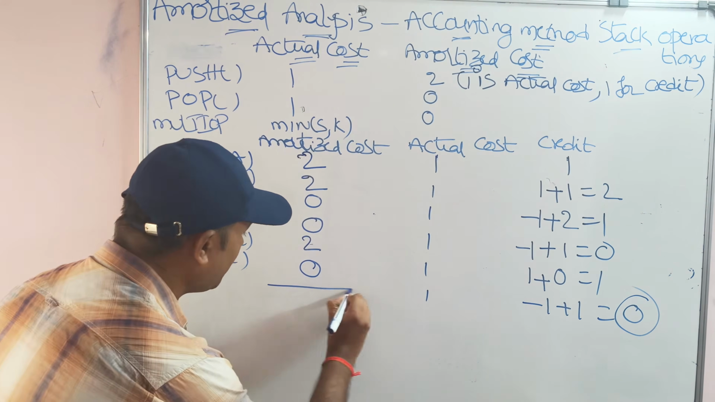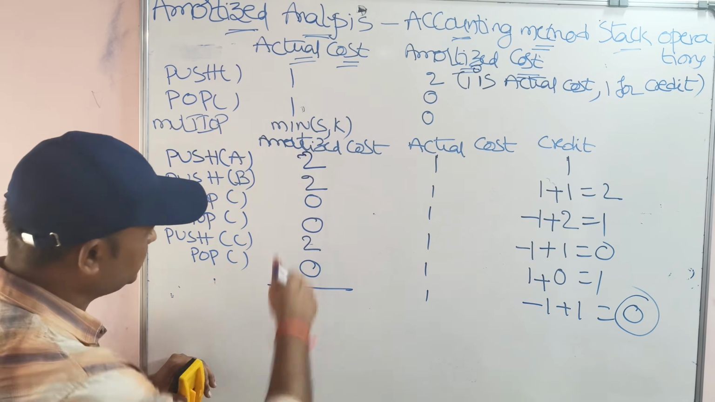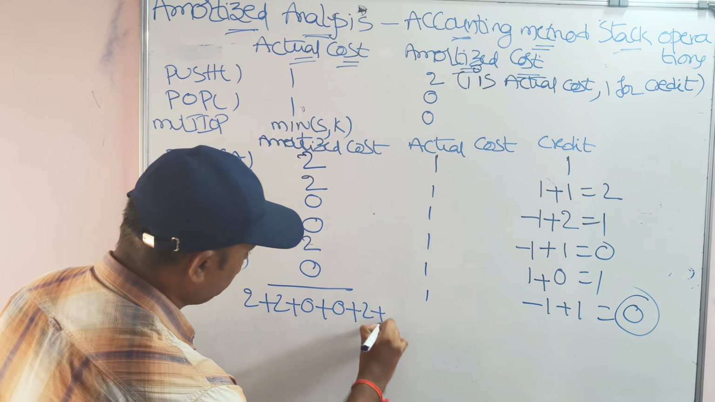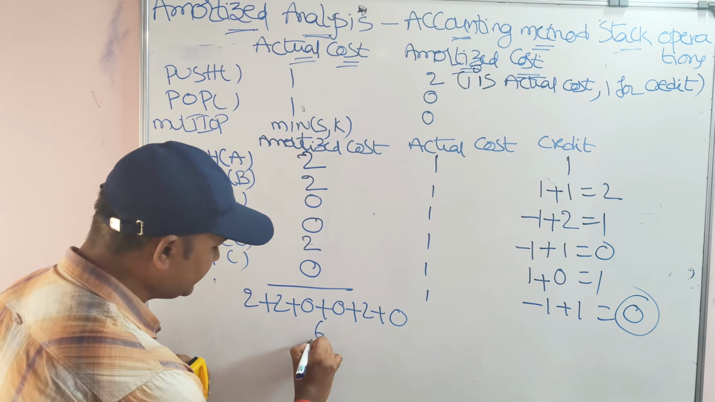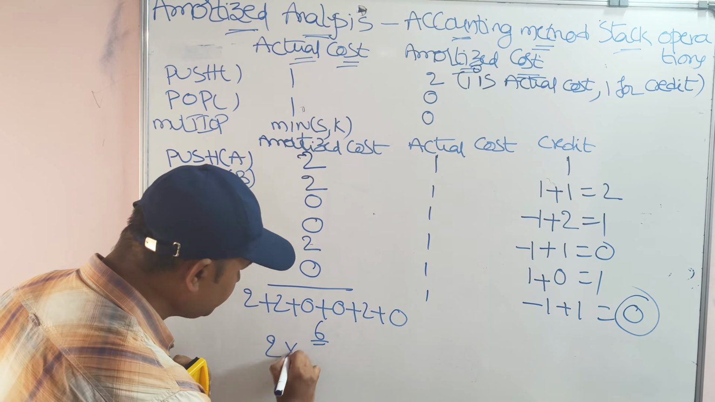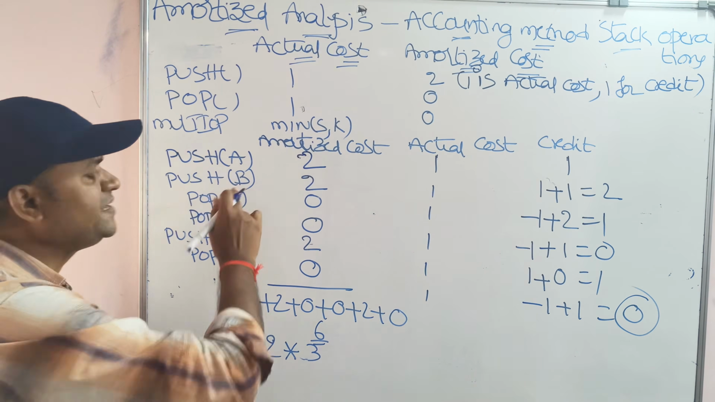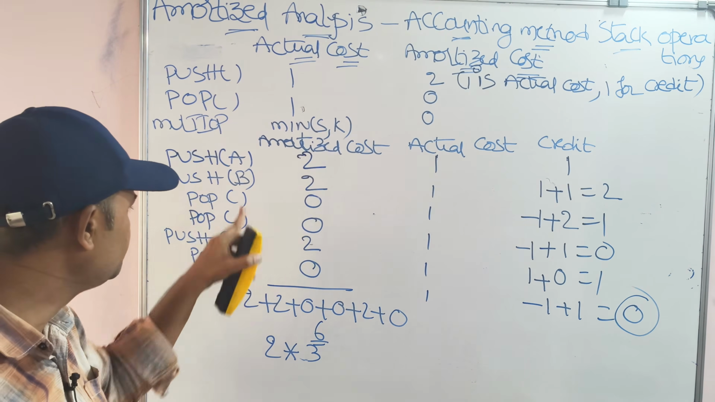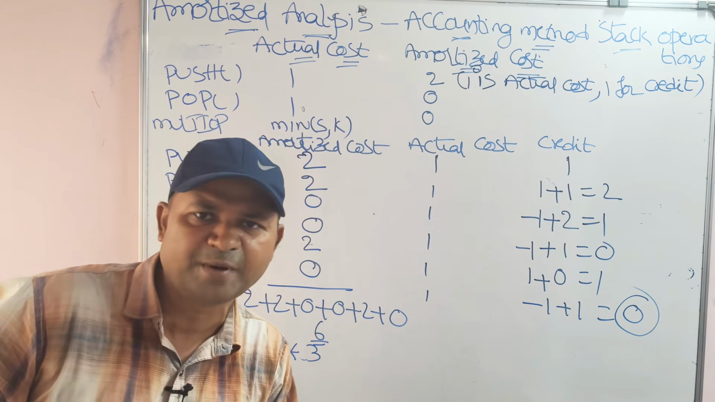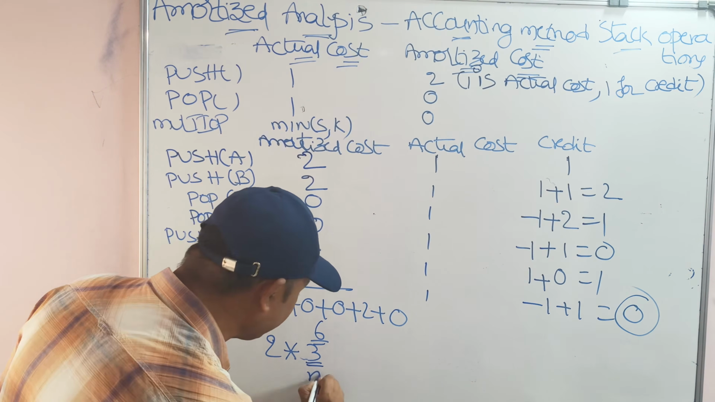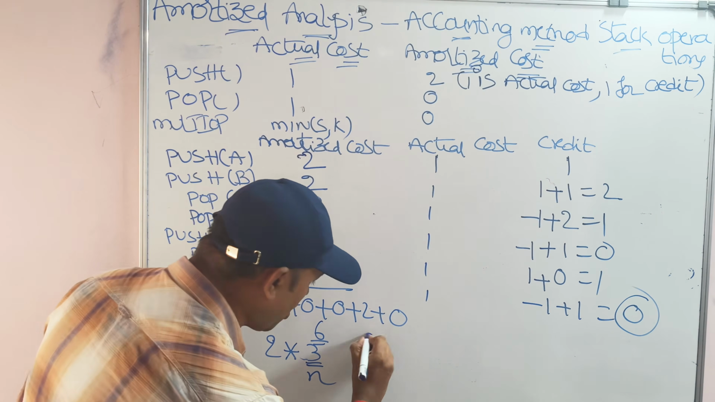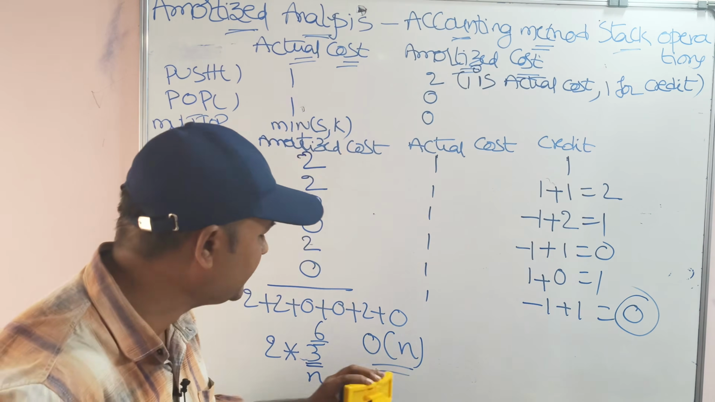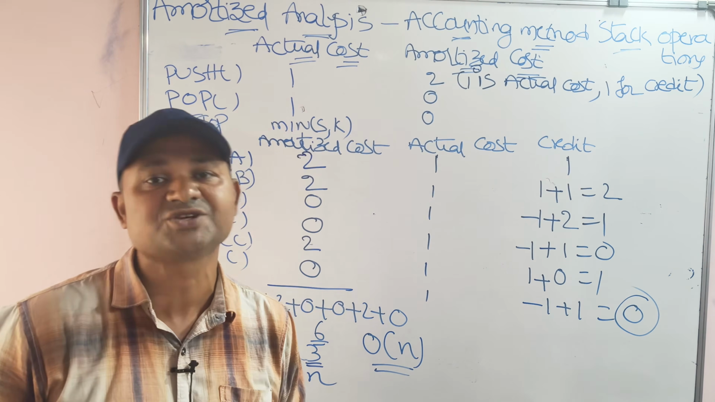Now let us calculate the amortized cost. For amortized cost, you add all these numbers: 2 plus 2 plus 0 plus 0 plus 2 plus 0. That is nothing but 6. 6 means 2 into 3. Here what is 3? 3 means here we are performing a sequence of 3 operations: push A, push B, push C. For all the 3 operations we are performing pop also. So this 3 is nothing but n. So here the cost or time complexity is order of n. So if you implement the accounting method using stack operations, then the cost or time complexity is order of n.